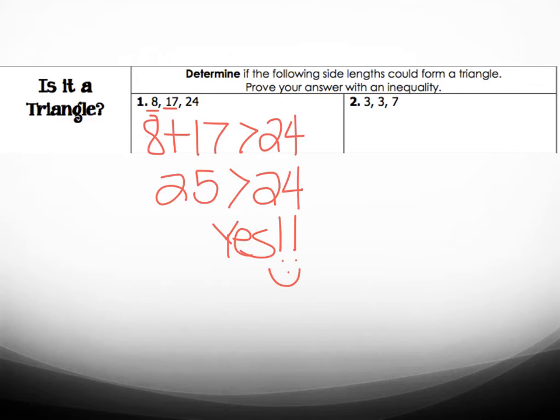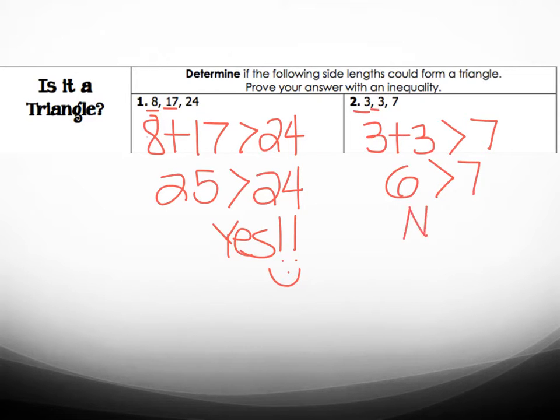Let's take a look at number 2. Let's take the two smaller sides, which are 3 and 3. What we're going to do is 3 plus 3, the two smaller sides, must be greater than the third side. So 3 plus 3 is 6. Is 6 greater than 7? No, it's not. So could those three segments form a triangle? No, they can't. So this is what you're going to do in this section when you're being asked, can it form a triangle? Go ahead and take the two smaller numbers and add them up, and it should be greater than the third side.